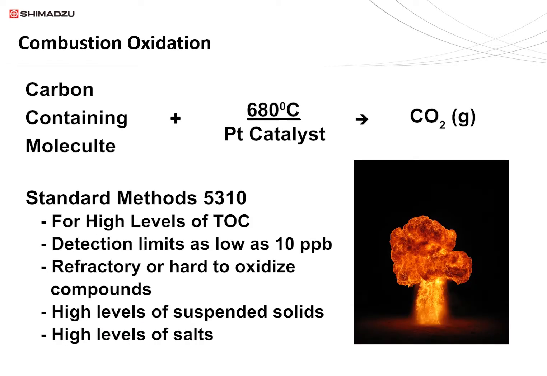Combustion oxidation burns everything up by placing the samples at 680 degrees Celsius with a platinum catalyst to lower the activation energy, which converts all molecules to CO2 and water. It is the most effective oxidation method on the market. Standard Methods 5310 states it can be used for high or low levels, for refractory or hard to oxidize compounds, for high levels of suspended solids, and for high salt applications.